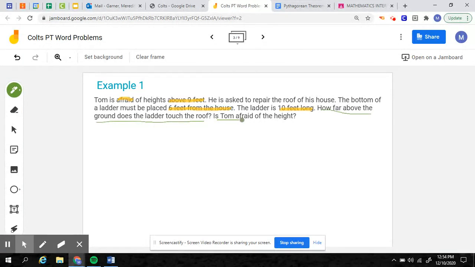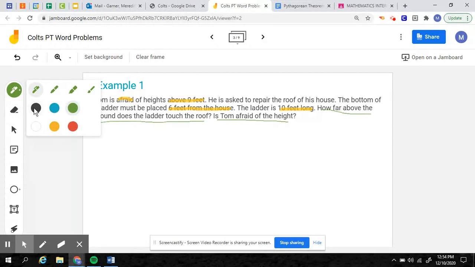And then, is Tom afraid of the height? Okay, so Tom, he's kind of afraid of heights. He needs to figure out, is the roof at a height so that he's able to make those repairs, or is it too tall and should he call a friend to come help him? Okay, so that's the situation we have going on.